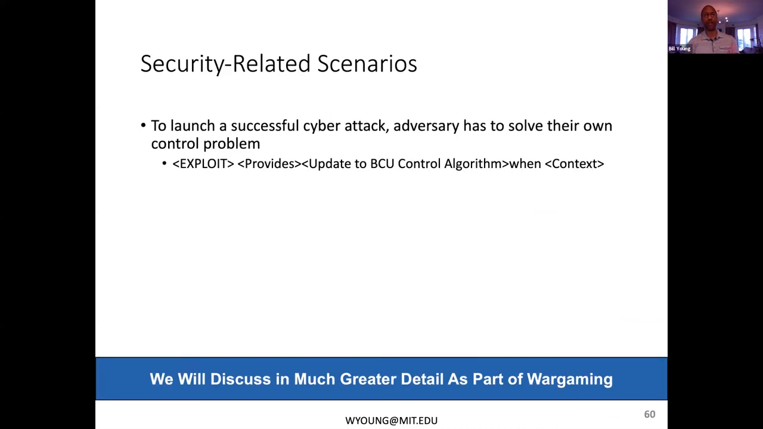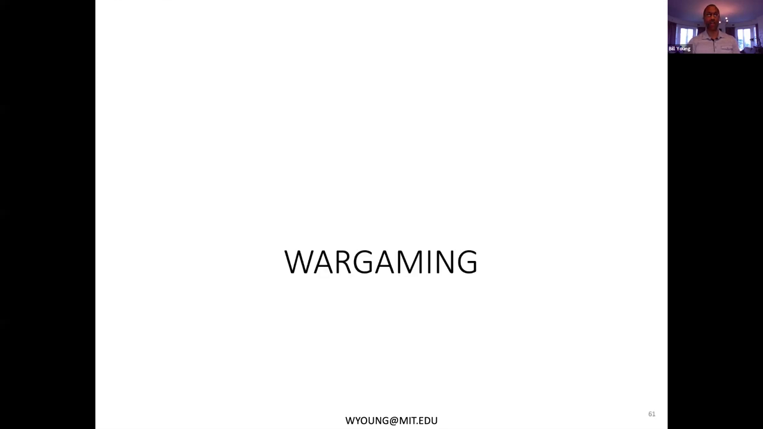Let me just point this out, and this is important, and we'll see more of this when we get into wargaming. To launch a successful cyber attack, the adversary has to solve their own control problem. You now can take Nancy's STAMP model, and everything that you learned from the basic STPA, and then you just use that to figure out what an adversary would have to know in terms of feedback and control actions in order to successfully implement their attack. And so now I'm gonna hit that in the wargaming.